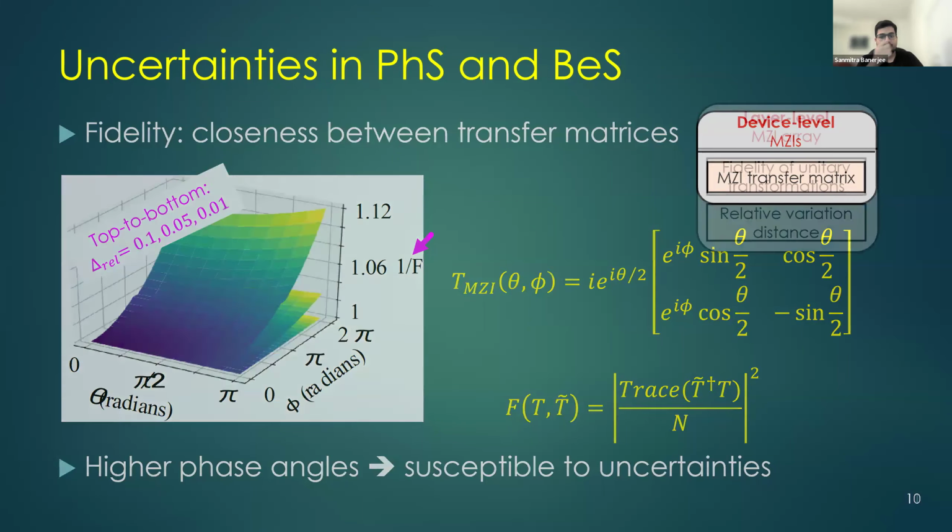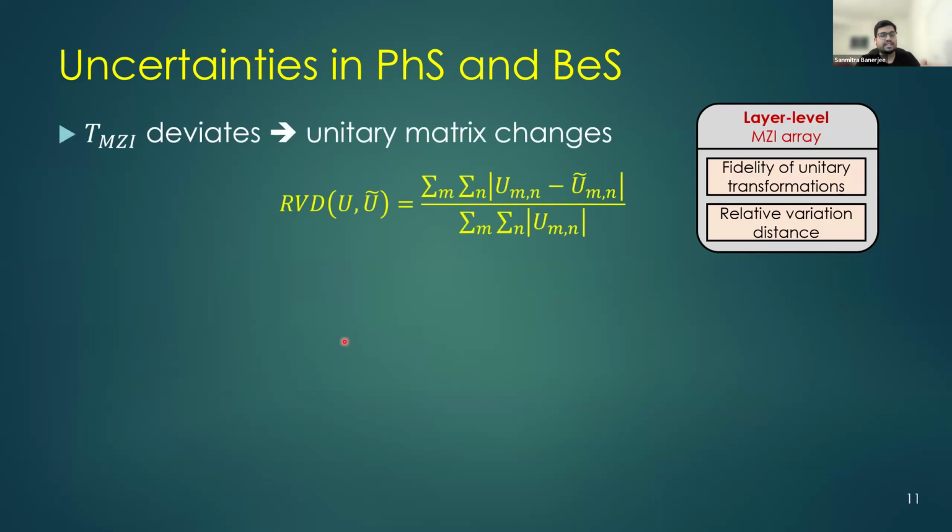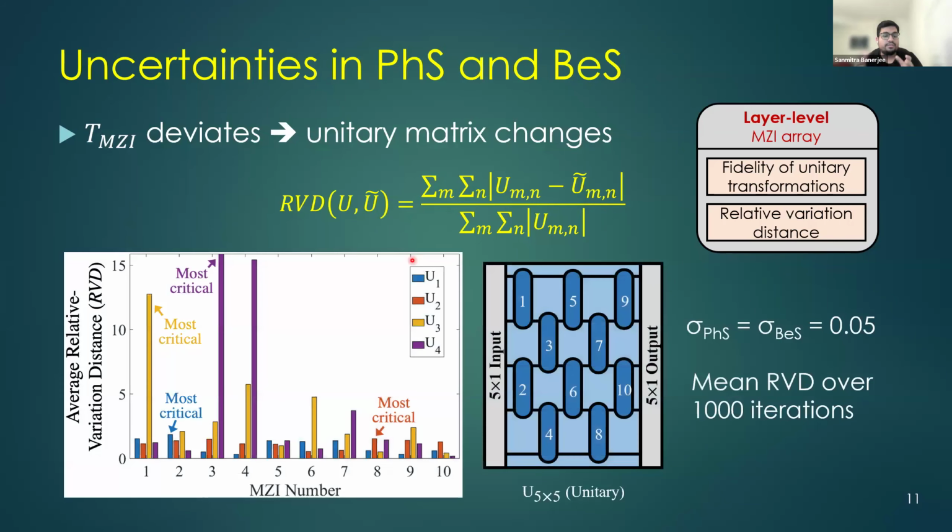From the device level, if we go to the layer level, when the transfer matrix of an MCI deviates, the unitary matrix itself changes. The unitary transform that we are realizing with this MCI array itself changes. So we use this relative variation distance as a measure of the difference or distance between the actual and the expected unitary transforms. And again, if we try different unitary matrices, here we have 4 different 5x5 unitary matrices. 5x5 unitary matrices need 10 MCIs as shown here.